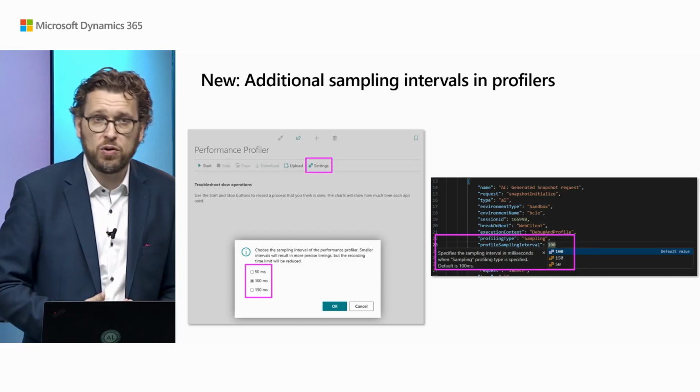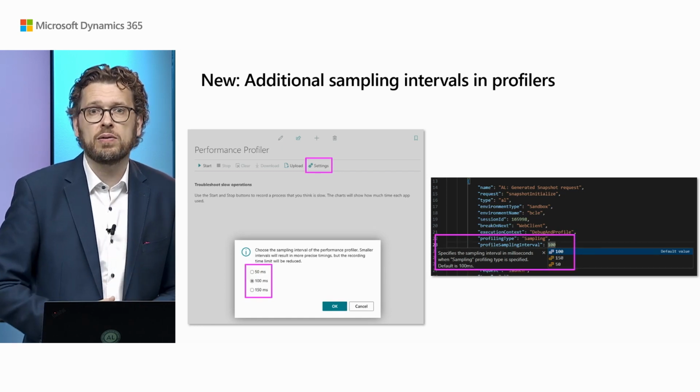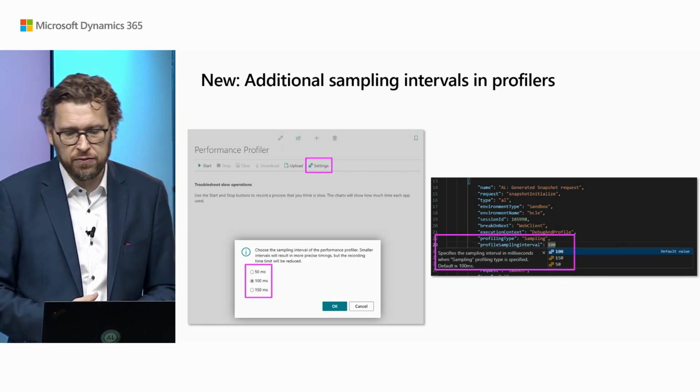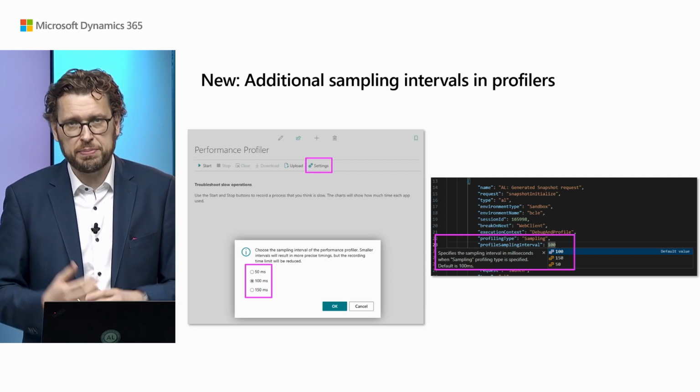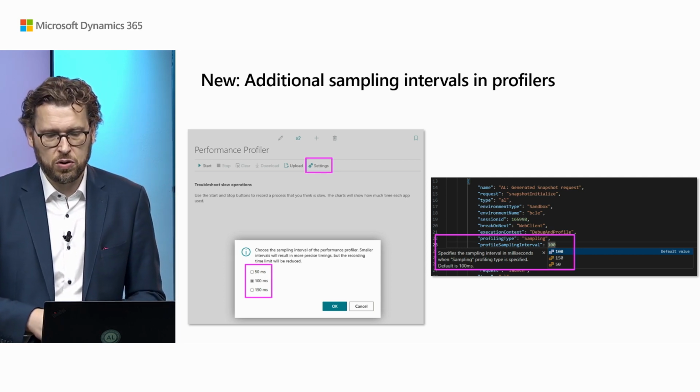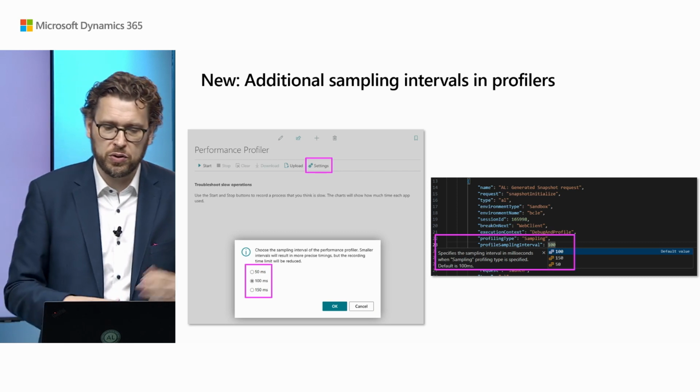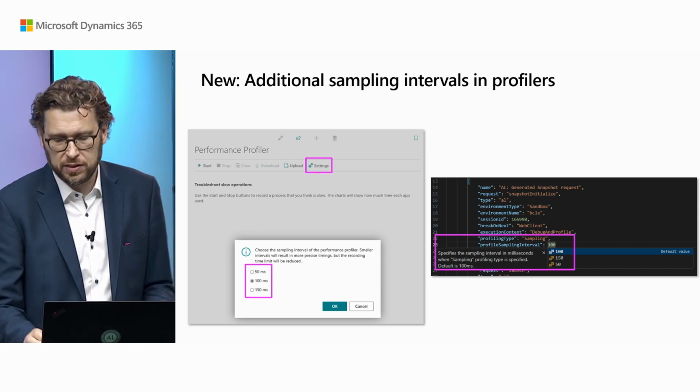In the Incline Profiler, there's a new settings button that will allow you to choose this. And in Visual Studio Code, when you're using the profiling type sampling, you have an option called Profile Sampling Interval, where you can set the value between these three options.